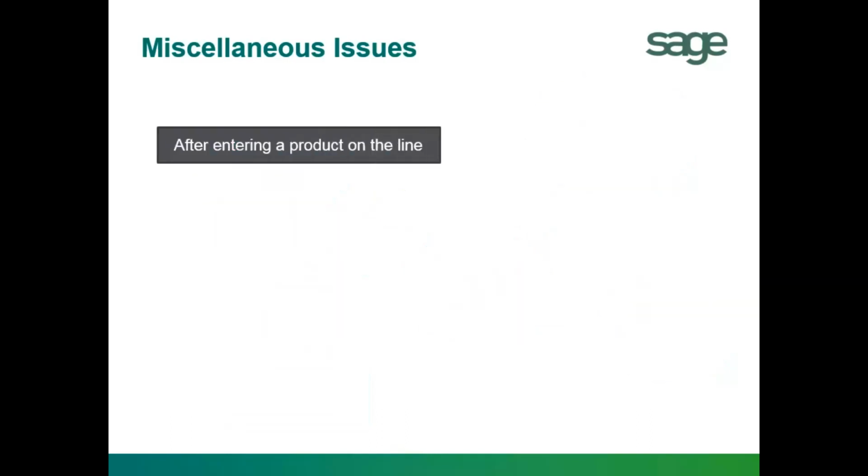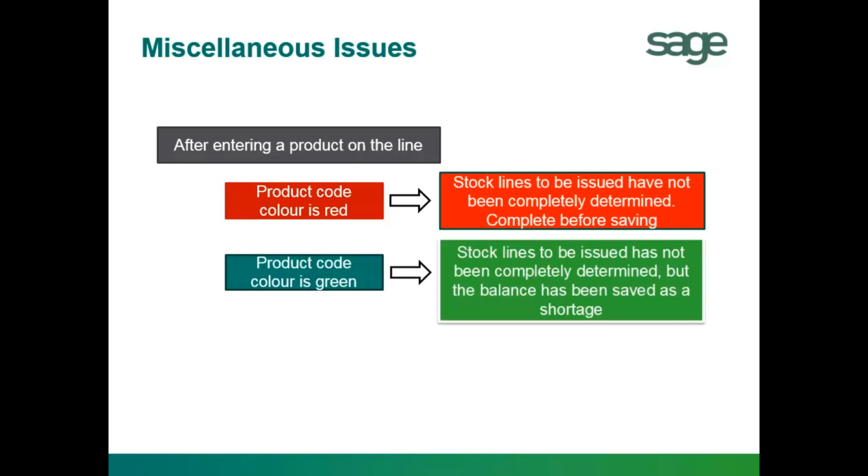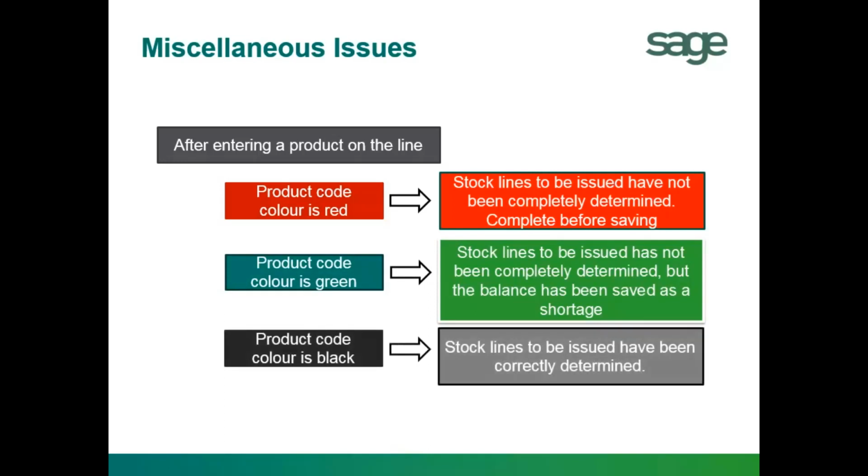And finally, after selecting a product, the product displays in red at the product field if all required data is not entered for the line. If the product displays in green, the actual stock to be issued is not completely determined. This is typically if there's not enough stock available. And then in black if all information for the product to be successfully issued has been correctly entered.